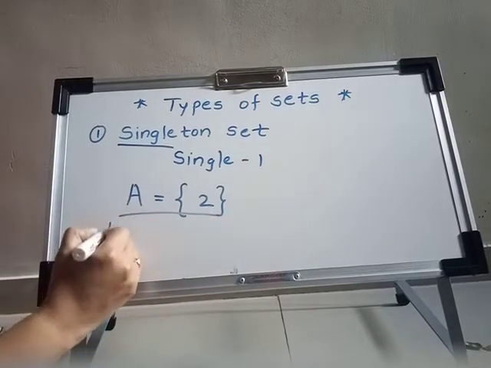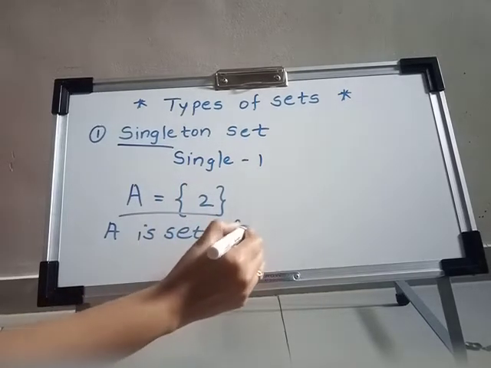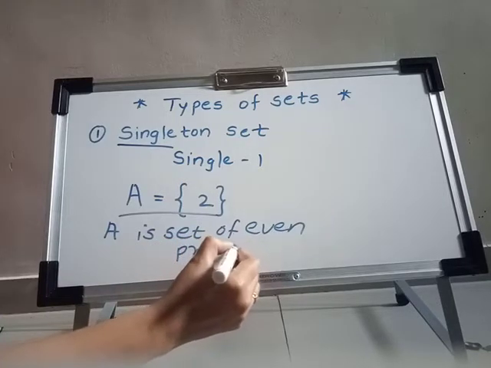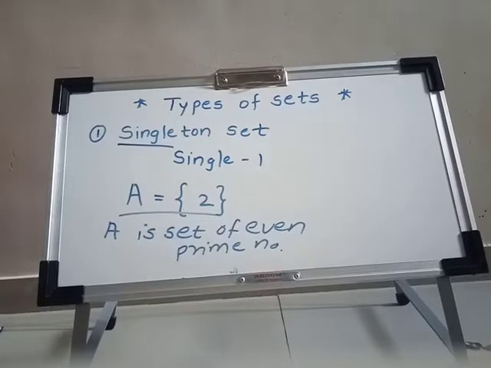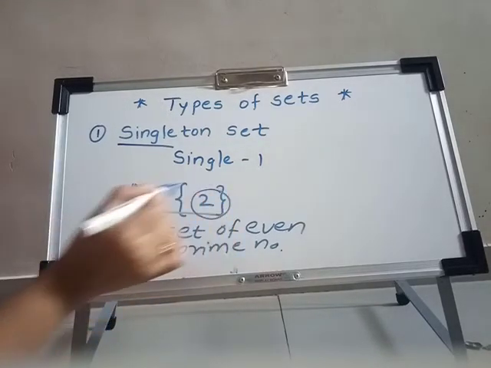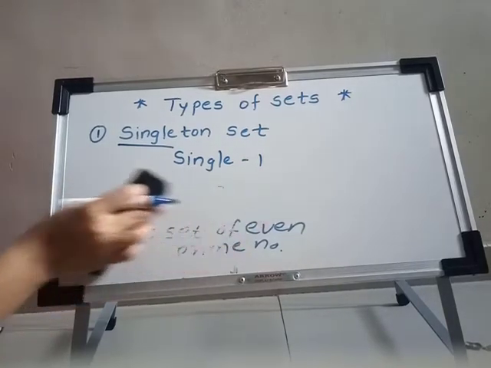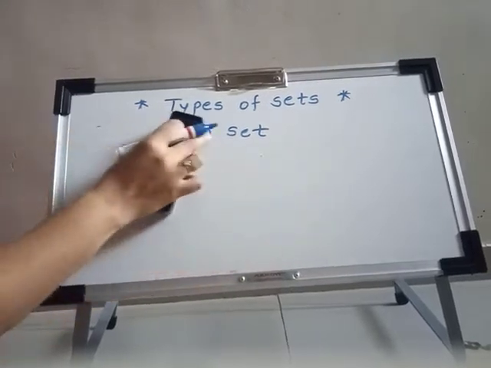And how to write it? A is the set of even prime numbers. 2 is the only number which is even and prime. All prime numbers are odd numbers, but 2 is the only even one. Even and prime. It's called a singleton set. A set having only one element is called a singleton set.